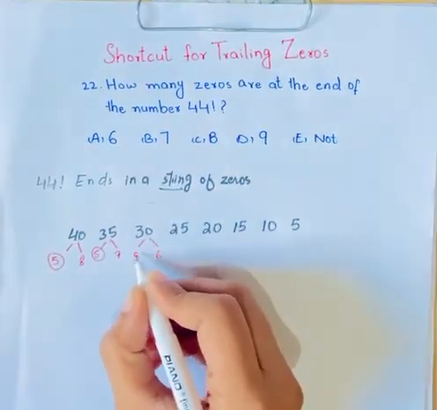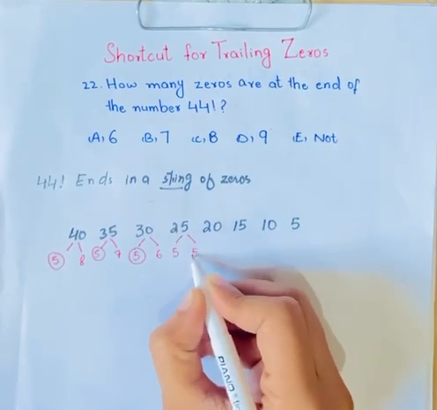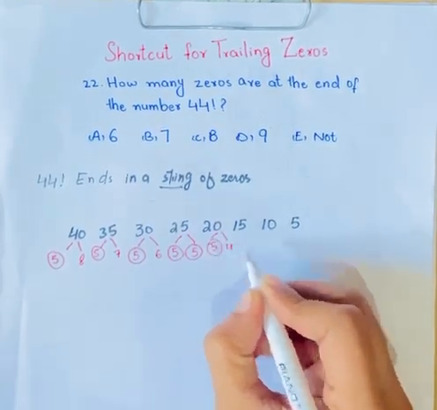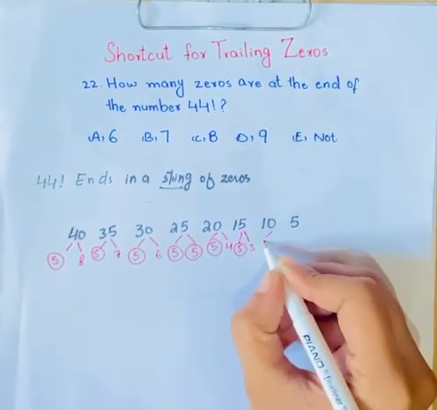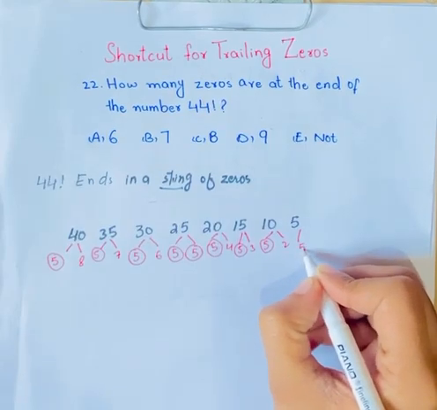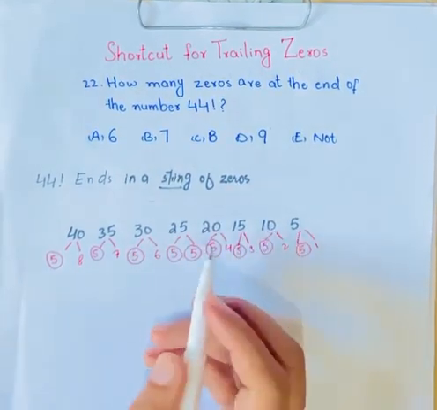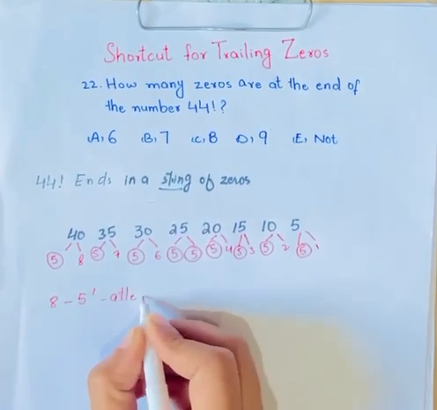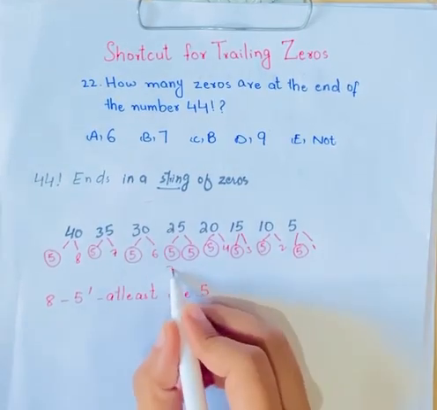For 25, we have 5 and 5. There are two factors of 5 here. 20, we have 5 and 4, one factor of 5 here. 15, 5 and 3, so we have one factor of 5 here. For 10, 5 and 2, we have one factor of 5 here. And for 5, it's 5 and 1, so we have one factor of 5 here. So just to emphasize, 1, 2, 3, 4, 5, 6, 7, 8. I have 8 numbers that have at least one factor of 5. Then I get one more, which has two factors of 5.